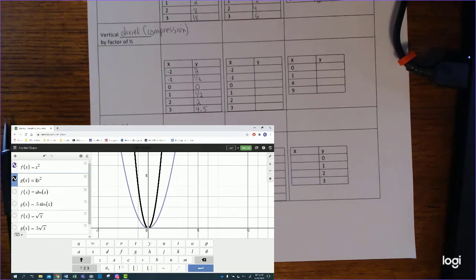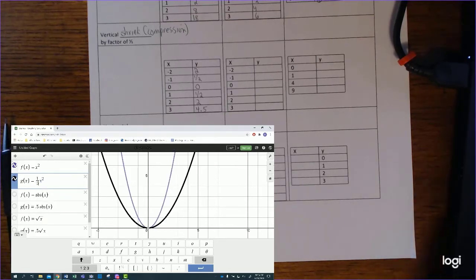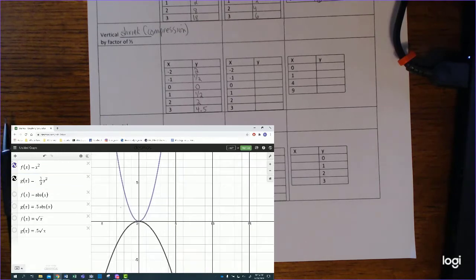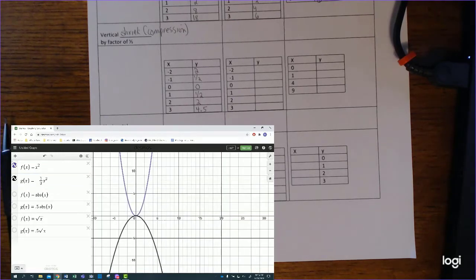If I wanted to vertically shrink this function by a factor of 1/3, I would multiply outside the function by 1/3, and I vertically shrink it because the y coordinates are changing. Okay, if I wanted to flip it over and compress it by a factor of 1/3, I just put a negative in the front. So that's always easy to do.